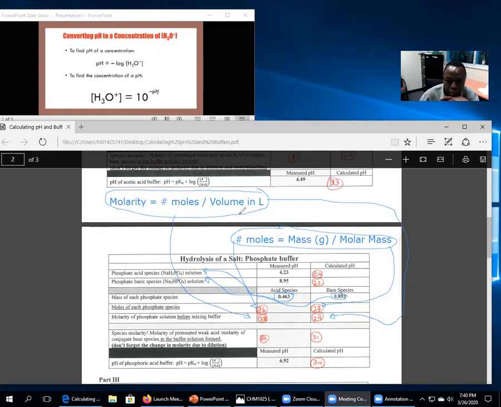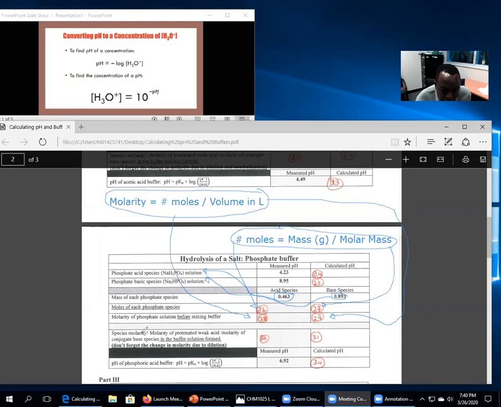So here, change the volume to liters and you proceed with what? The number of moles, you already have the number of moles of each species. You know the volume of each species, all right? And you will now proceed to find the molarity.